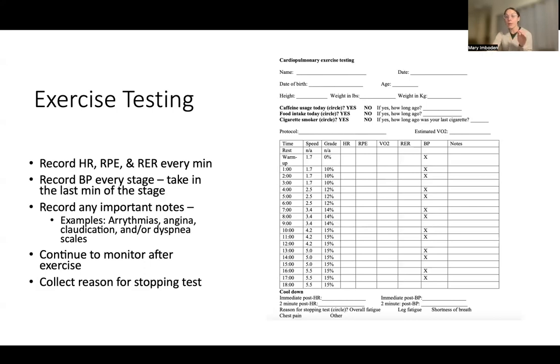And then, really important, you want to continue to monitor after exercise. So getting heart rate and blood pressure immediately after, especially if they started running, we want to get blood pressure immediately after to see what their max blood pressure is, because it will still be elevated. And then continue to monitor for a few minutes after. And then we would collect the reason for stopping the test. Was it localized leg fatigue? Was it overall fatigue, which is what we hope for with a true max test?